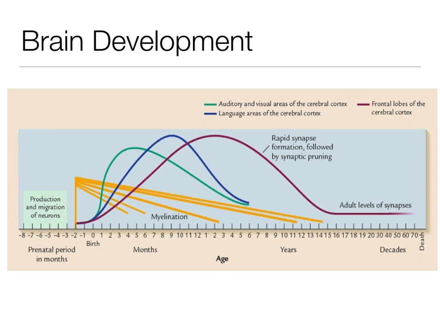And that's what's happening. And so when you see the green line go down, we have synaptic pruning in the audio and visual cortex. When we see the blue line go down in this graph, you see synaptic pruning happening in the language areas of the cerebral cortex. And when we look at the purple line, we're seeing that happening in the frontal lobes of the cerebral cortex.